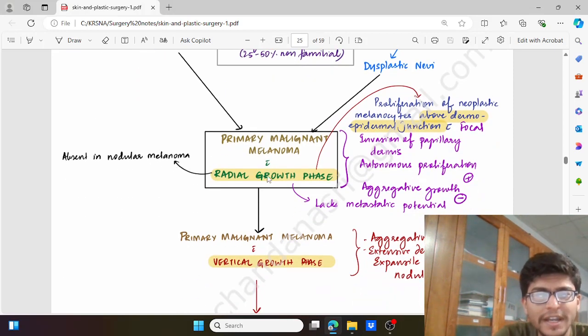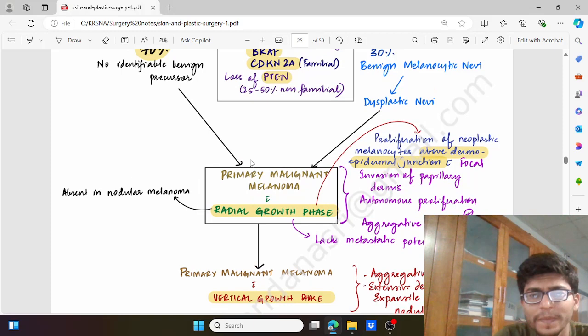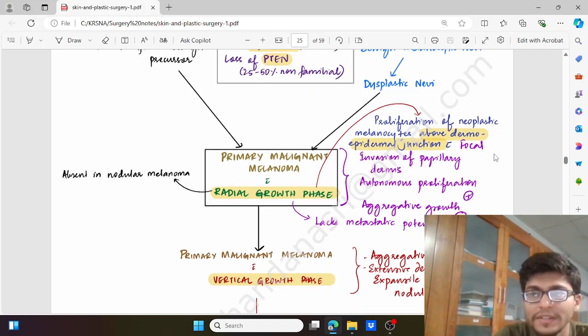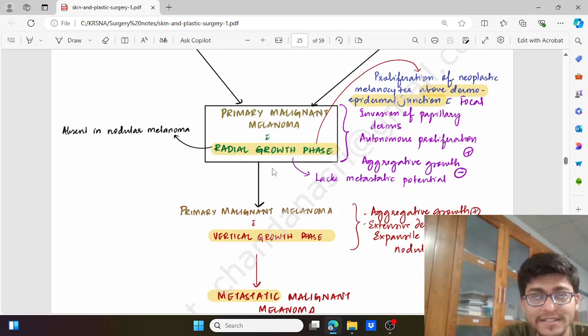Now, the radial growth phase in primary malignant melanoma is absent in nodular melanoma. The radial growth phase is the proliferation of neoplastic melanocytes above the dermoepidermal junction with focal invasion of the papillary dermis. It is also associated with autonomous proliferation, aggressive growth is absent, and these lack metastatic potential, so there is less chance of metastasis.